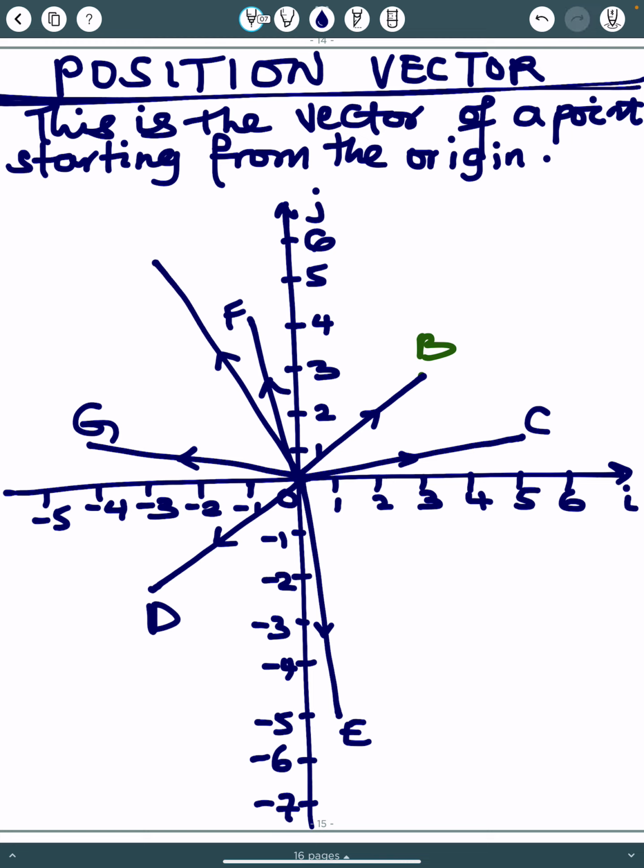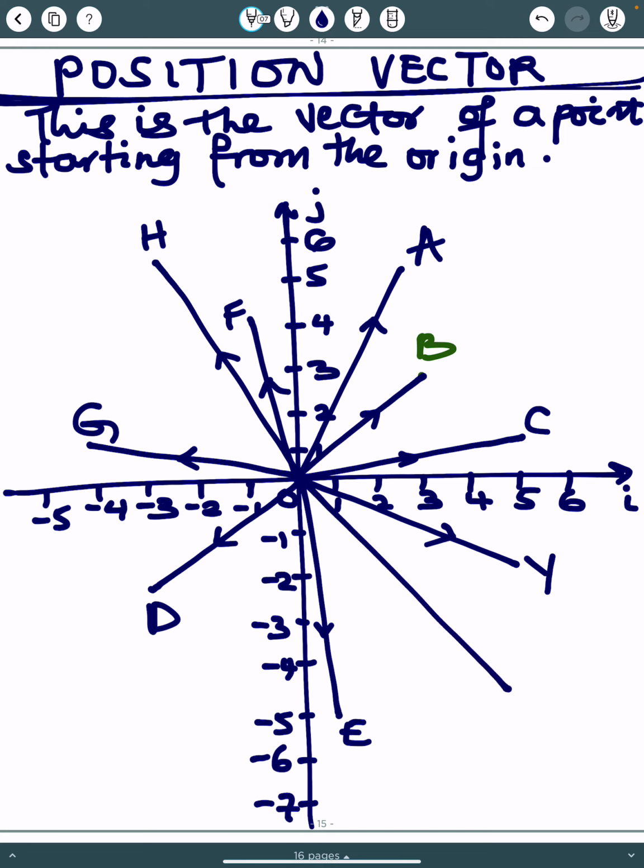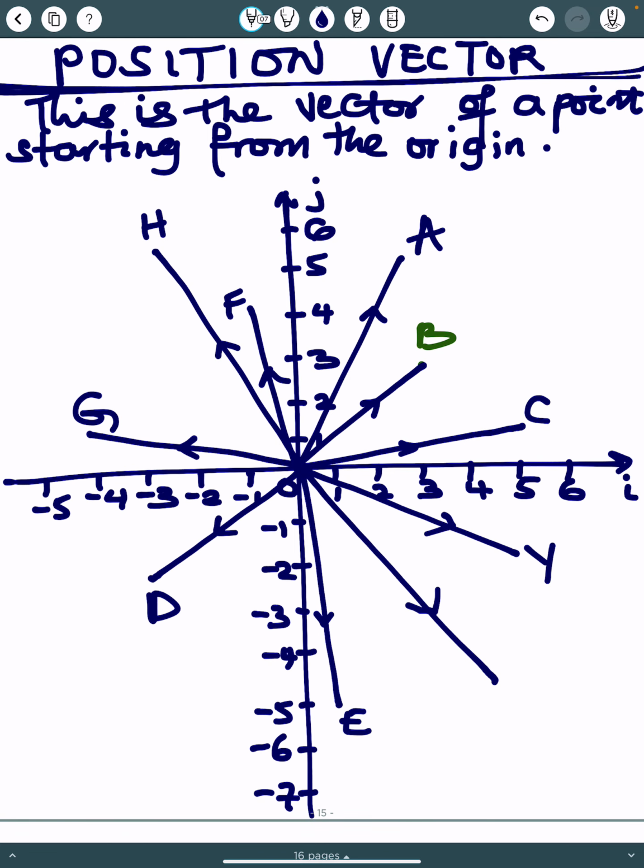Let's make this one OH. Let's put another one here. That's OA. Let me put one here too, OY. Let me put another one here, let's make it OM. So let's just have these few examples as our position vectors.